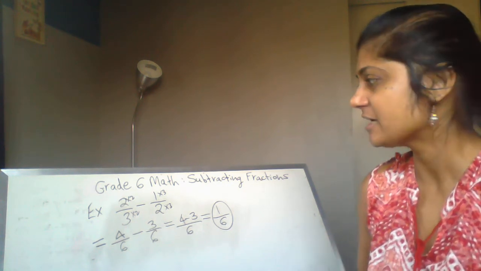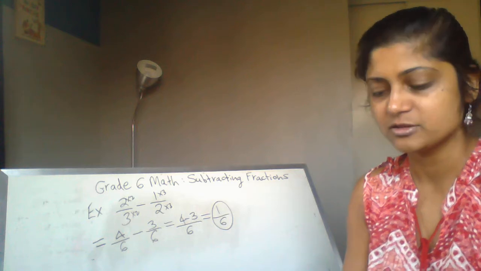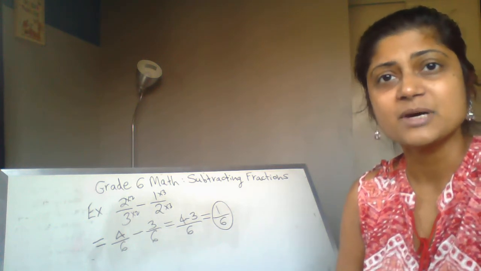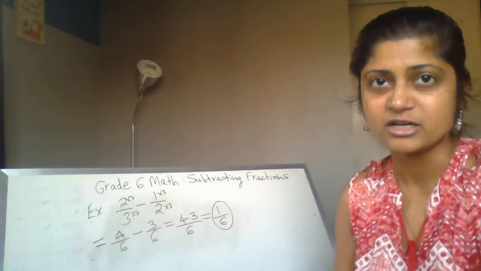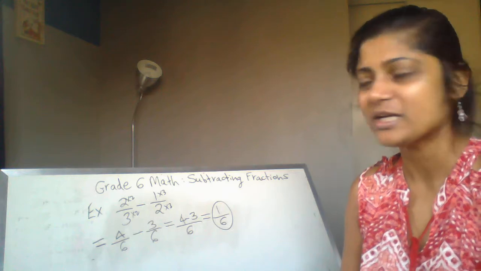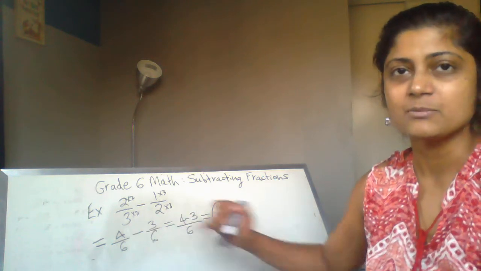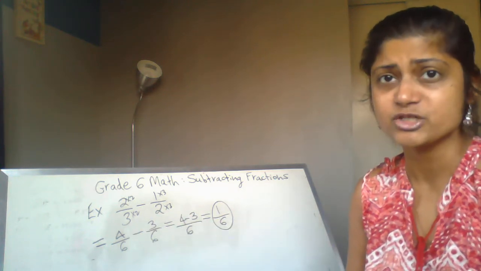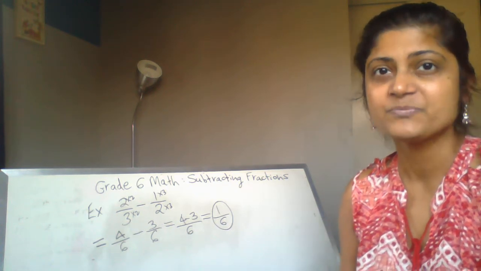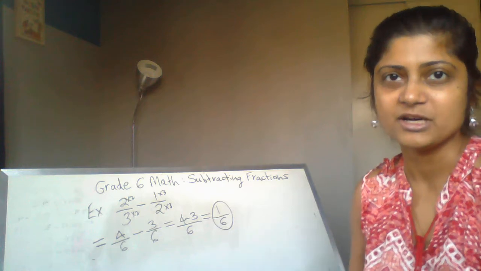So again, make sure you're always checking the denominators. I need to have a common denominator every time I'm subtracting or adding fractions. This is the method by which you should be doing it. I always show what number I'm multiplying by for each of the fractions, so the teacher can see that you are doing the right method, just in case you don't get this as the final answer.